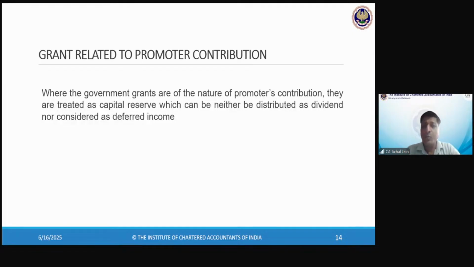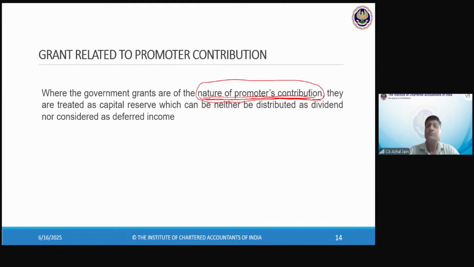Now, what is a capital contribution? Say, for example, in a company, shareholders will invest their money. So shareholders will induct the capital. That is what you call capital contribution. So if there is any fund which is received from the government which is similar to that type of arrangement, that's why it is called in the nature of promoter's contribution.